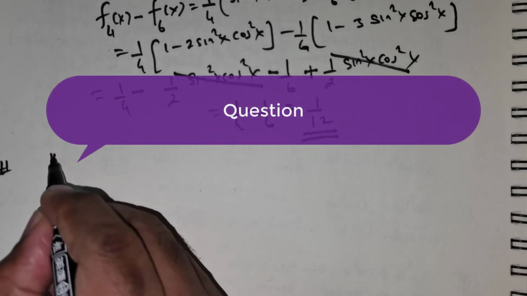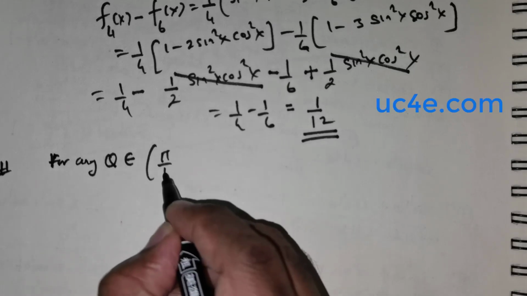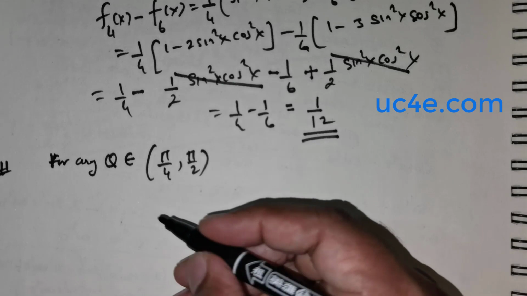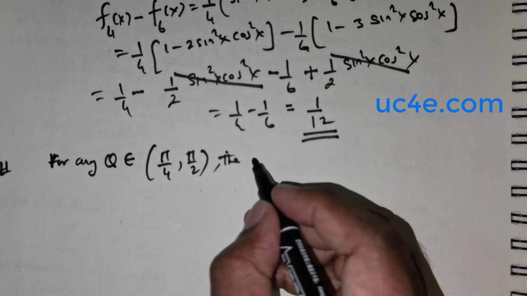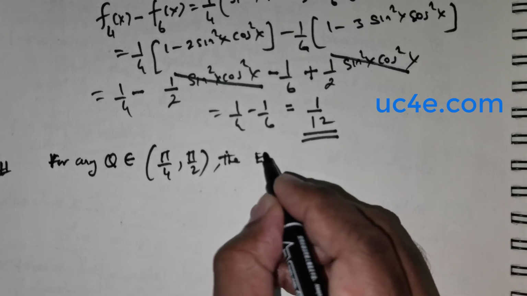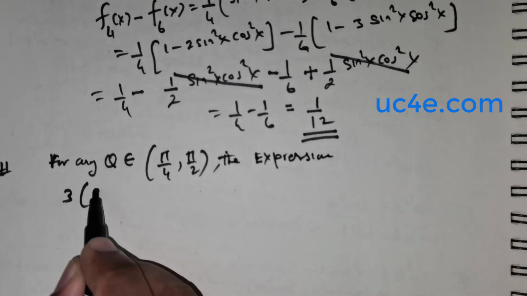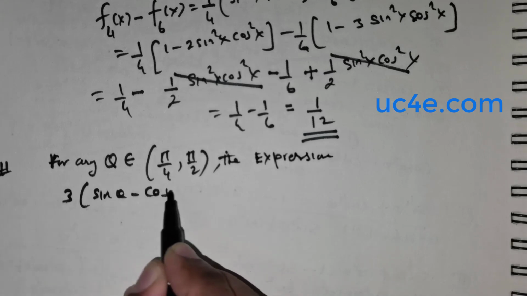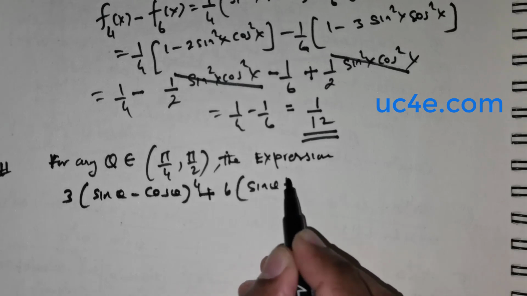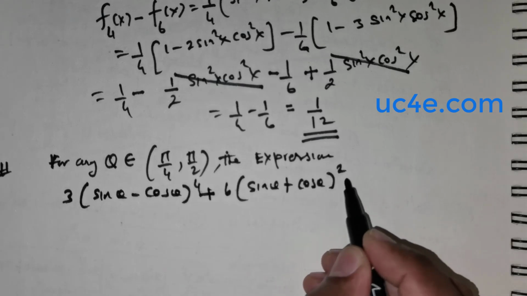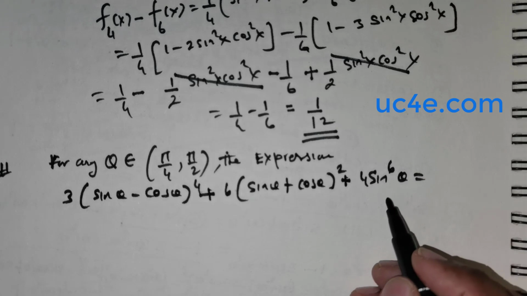For any theta, an element of (pi over 4, pi over 2), we are expected to find the value of the following expression: 3 times (sine theta minus cos theta) raised to the power of 4, plus 6 times (sine theta plus cos theta) raised to the power of 2, plus 4 times sine raised to the power of 6 theta, is equal to what? 4 choices.